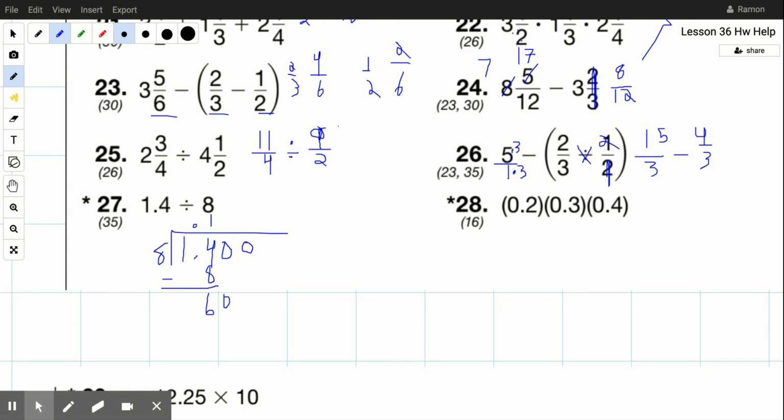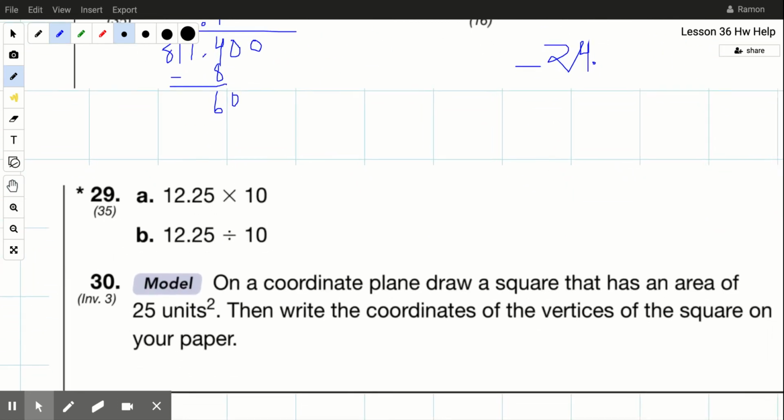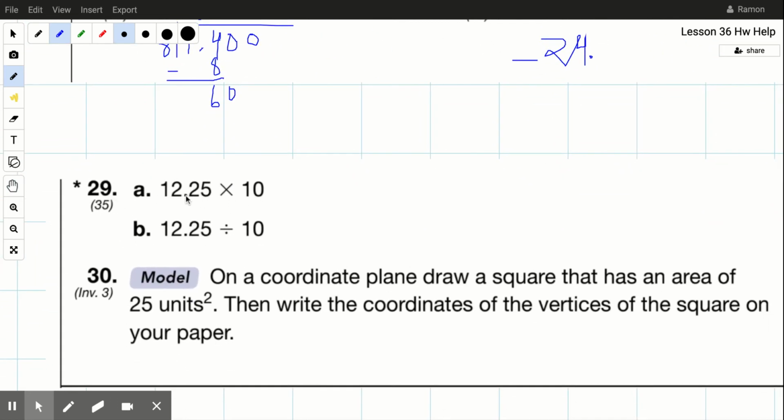All right. 28. So 2 times 3 times 4. We multiply like we normally would. So it's going to be 24. But then we count the number of digits after the decimals, which is a total of 3. So we're going to move our decimal to the right 3 times, and any blank spaces will be filled by zeros. For 29, 12.25 times 10, we move the decimal to the right once. But when we're dividing by a power of 10, we move the decimal to the left once for every 0 in the number that we're dividing or multiplying by.